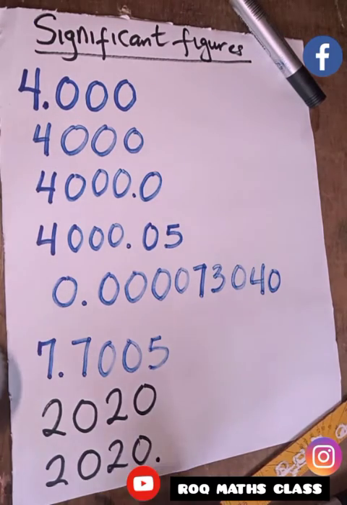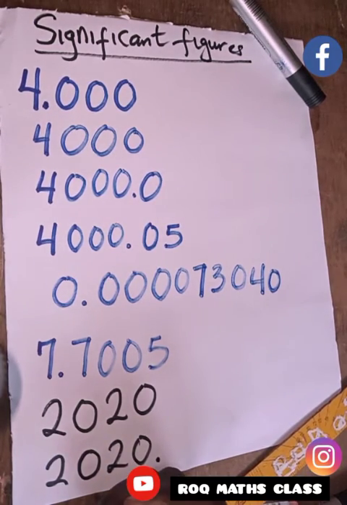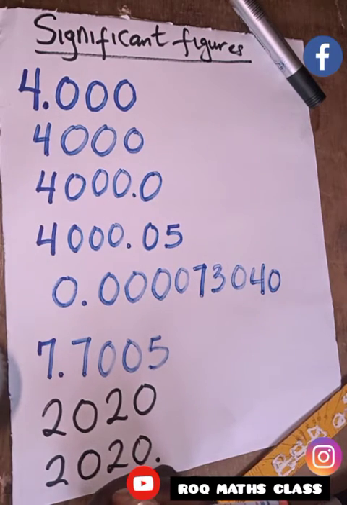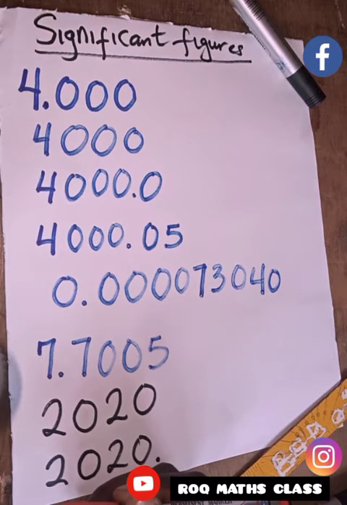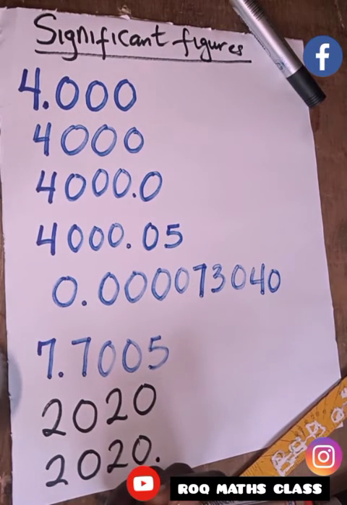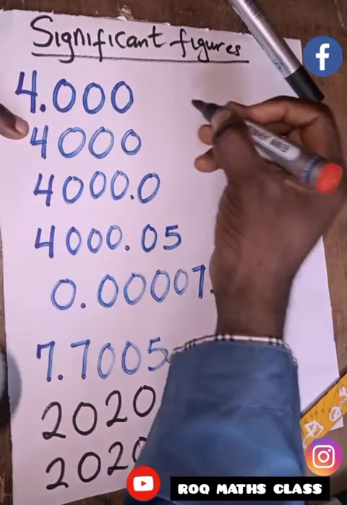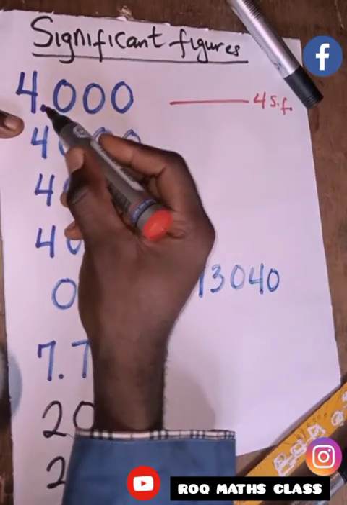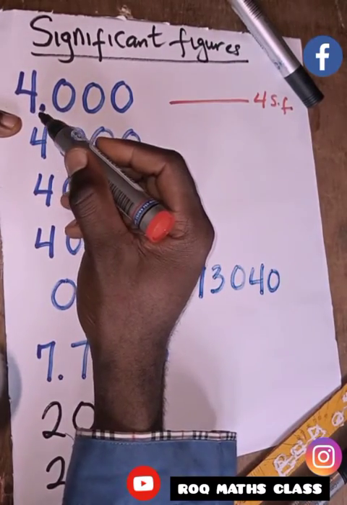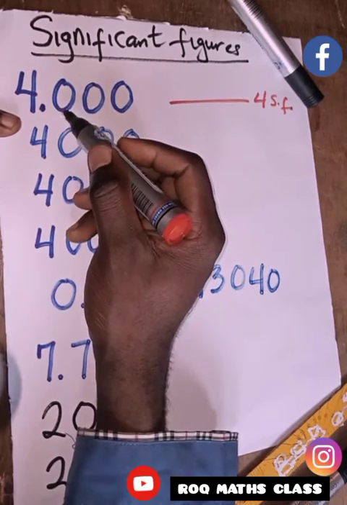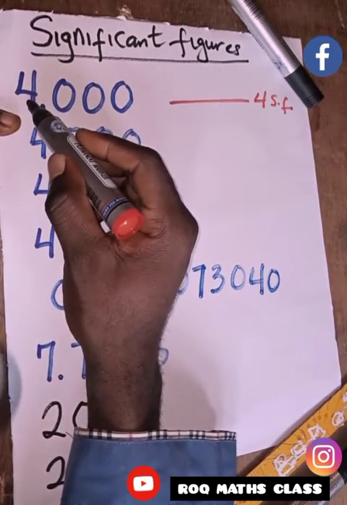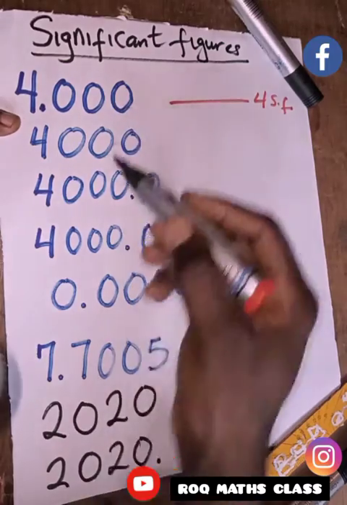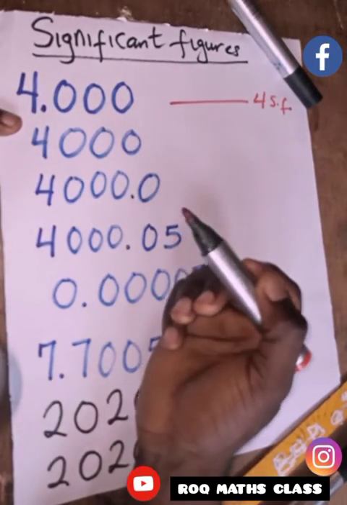This first number I have is 4.000. How many significant figures is this? Most of us are going to say 3 or 1 significant figure. But no, it is 4 significant figures. Why is it 4 significant figures? It is 4 significant figures because this number has a decimal point, so the numbers after the decimal point, we have to count them. And this one is not what? 0.